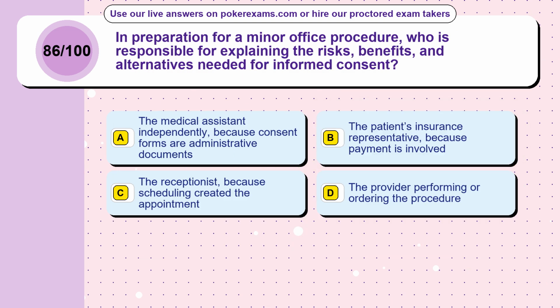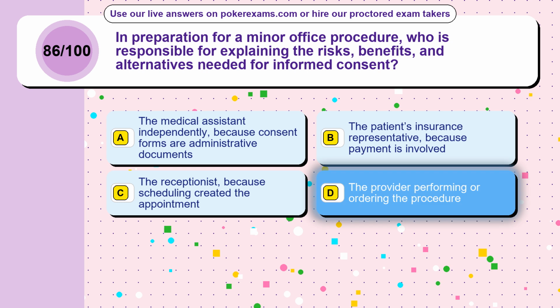Question 86. In preparation for a minor office procedure, who is responsible for explaining the risks, benefits, and alternatives needed for informed consent? Option A. The medical assistant independently, because consent forms are administrative documents. Option B. The patient's insurance representative, because payment is involved. Option C. The receptionist, because scheduling created the appointment. Option D. The provider performing or ordering the procedure.